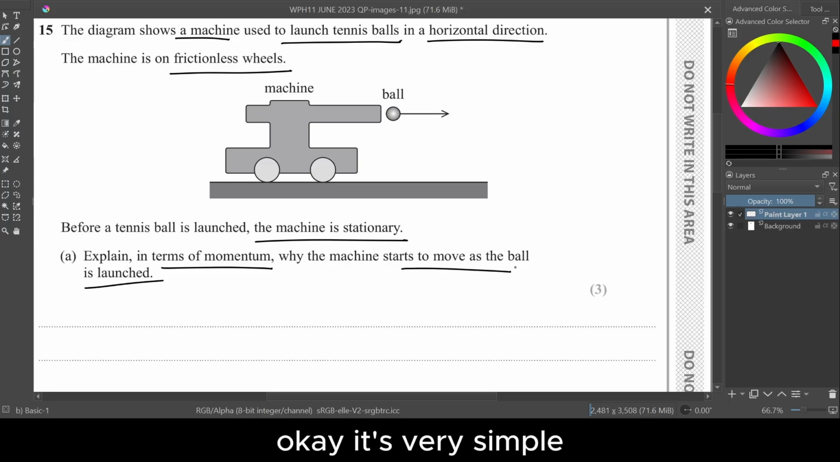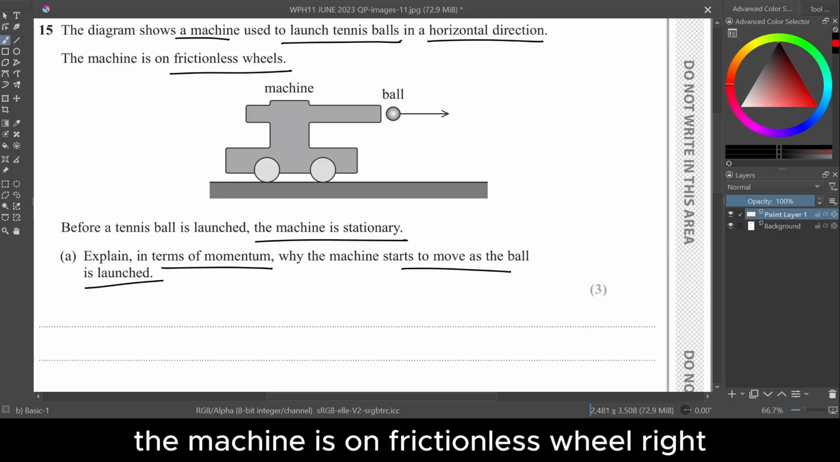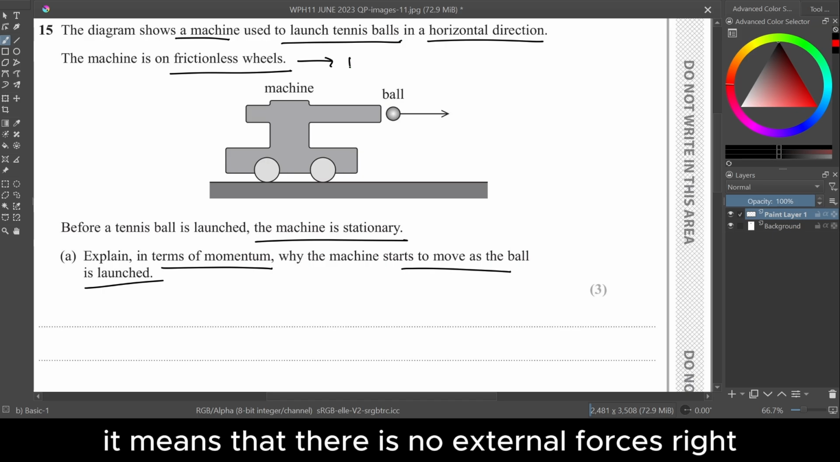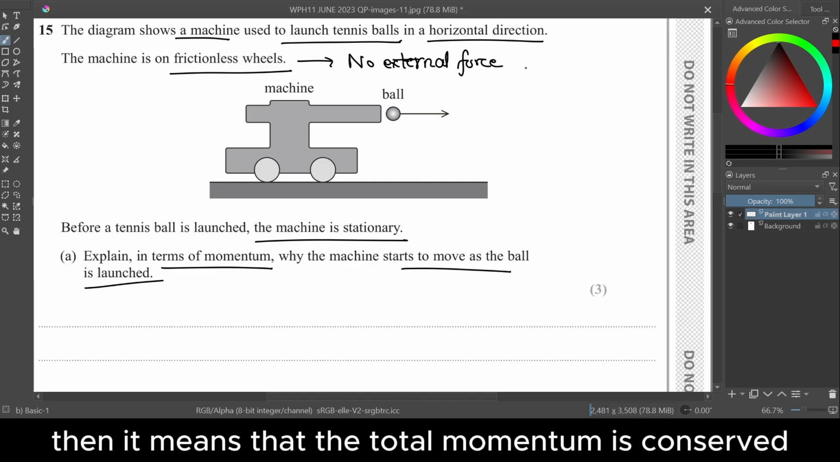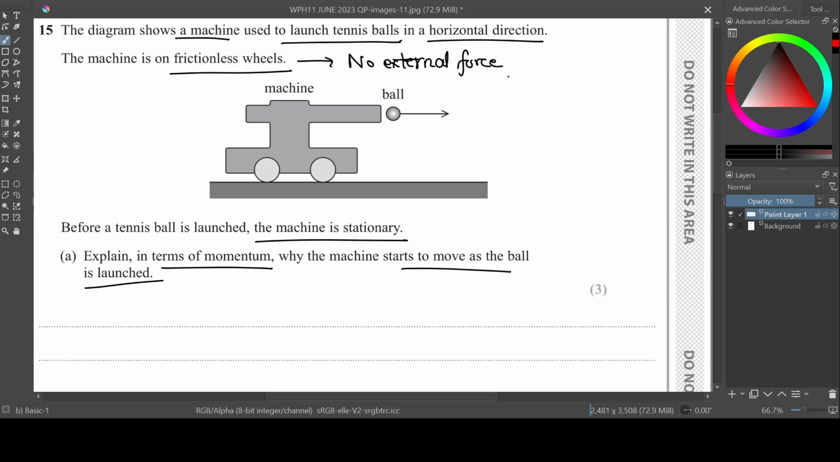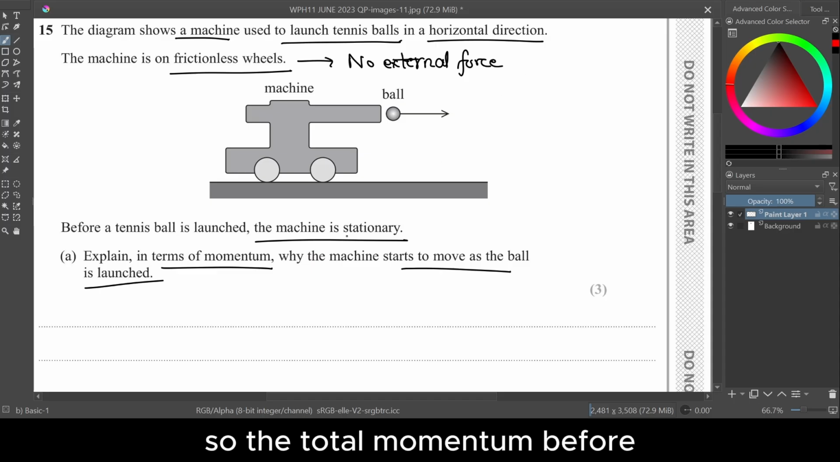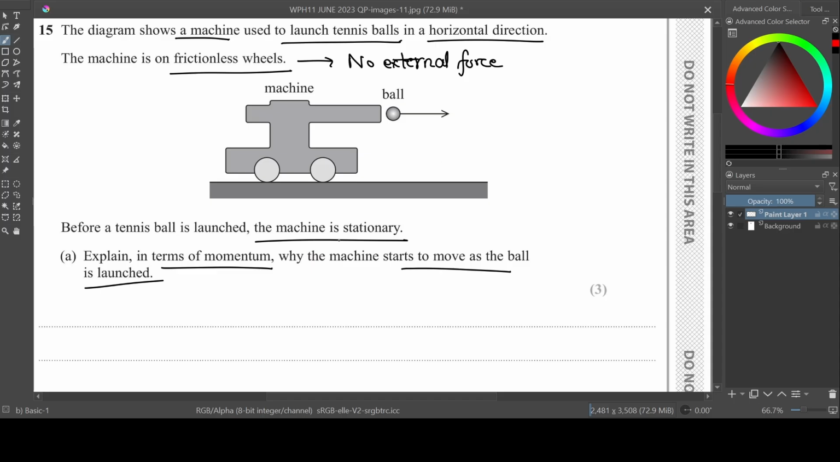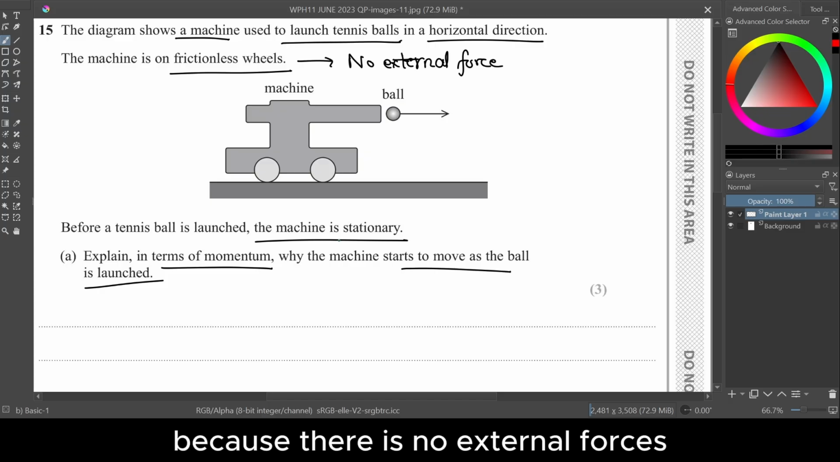Okay, it's very simple. Let's first understand what is meant by the frictionless wheel. The machine is on frictionless wheels, right? It means that there are no external forces, right? If there are no external forces, then it means that the total momentum is conserved. What is the momentum's rule? There should be no external forces, right? So the total momentum before is equal to the total momentum after, right? Because there are no external forces.